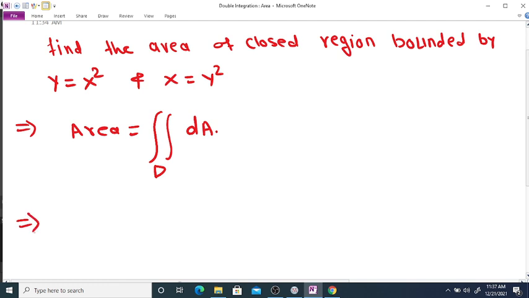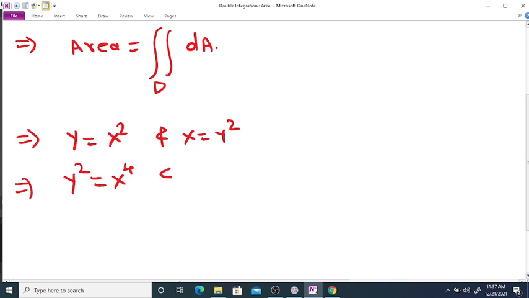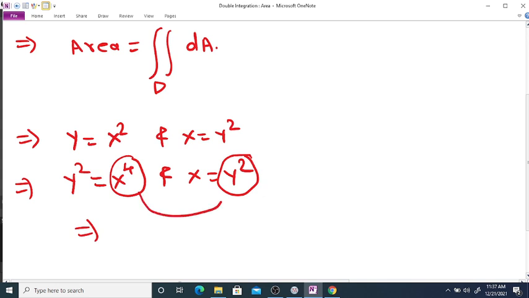So now, first we want to draw this closed region. For that, given y equal to x square and x is equal to y square, this implies y square is equal to x raised to 4 and x is equal to y square. Now if you substitute the value of y square, we get x is equal to x raised to 4.